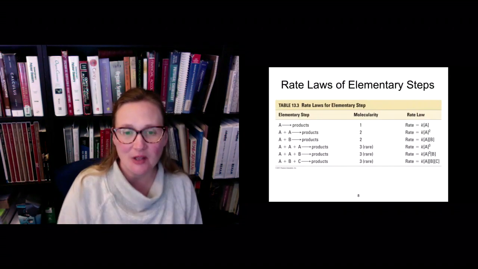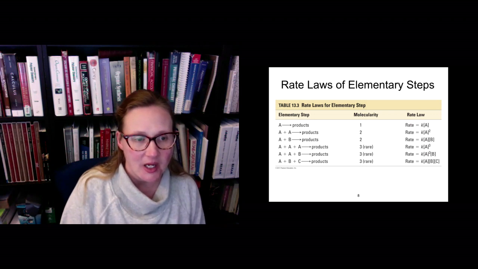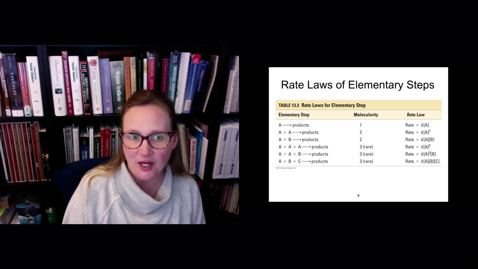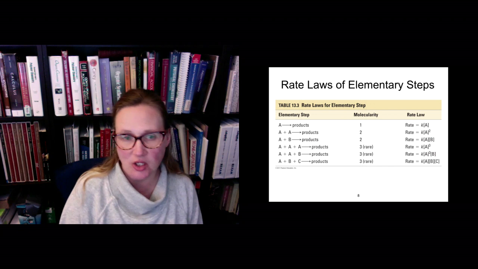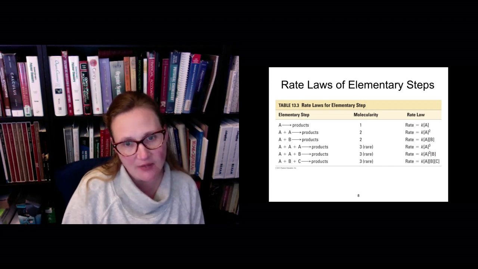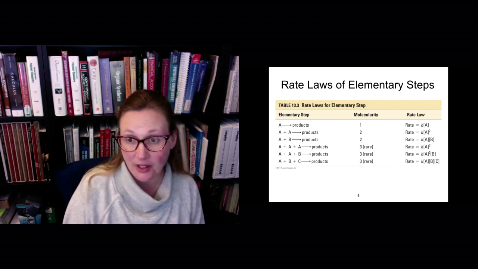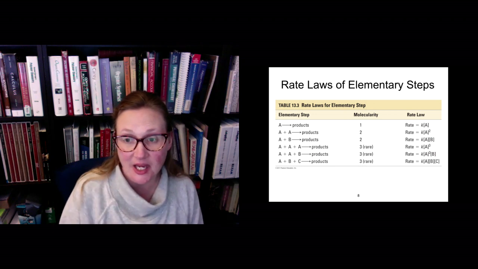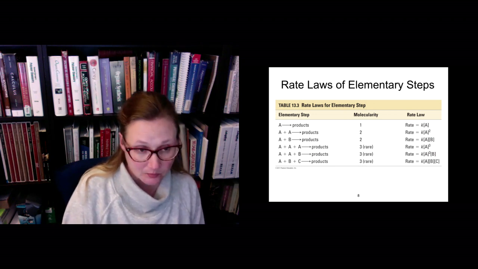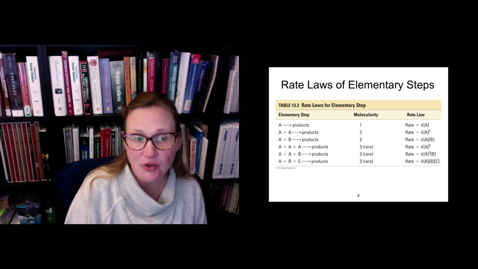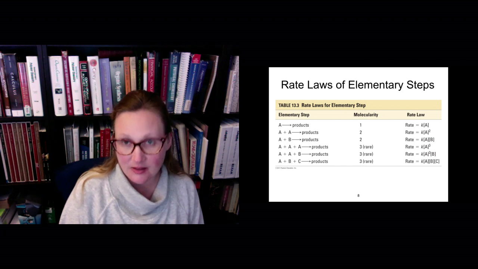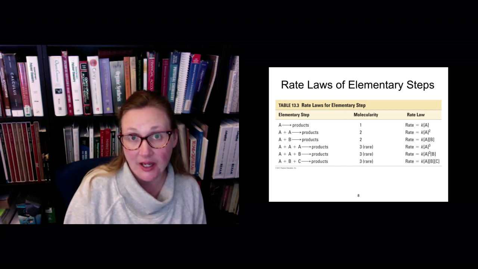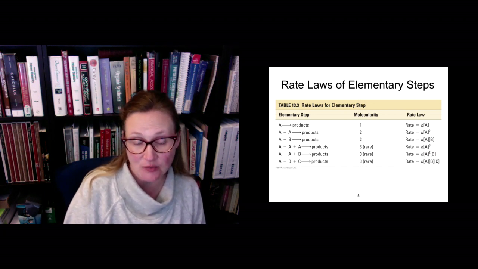All right, so let's look at molecularity. If one molecule of A goes to products, that is unimolecular, and we can describe the rate law as K times the concentration of A. If we have two A molecules, that is bimolecular, and we can describe the rate law as K times A squared. If we have two molecules A and B, that's still bimolecular, and then the rate is based on the concentration of A and the concentration of B.